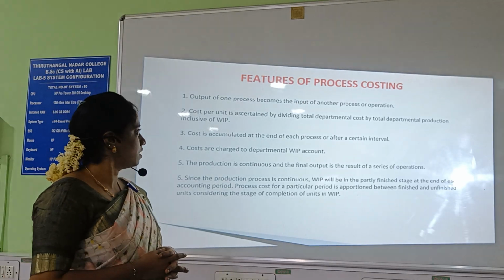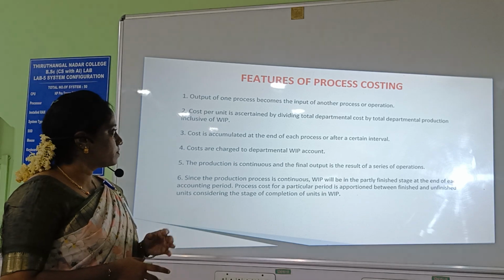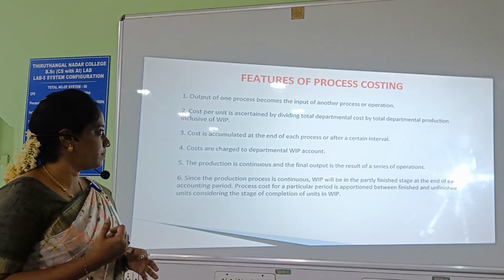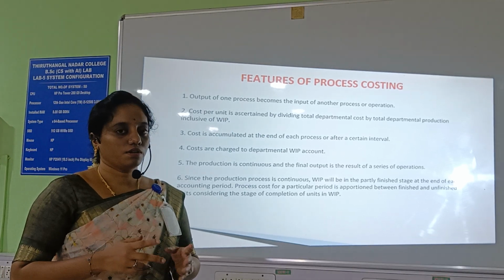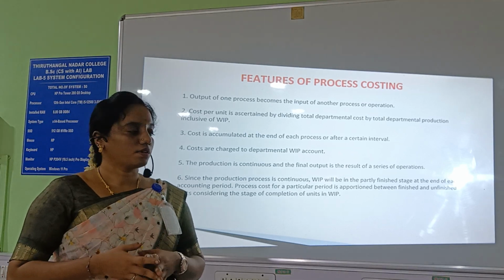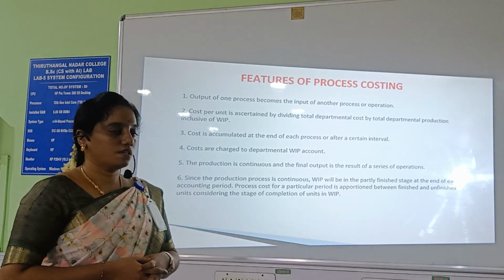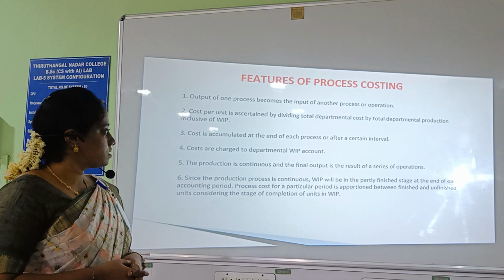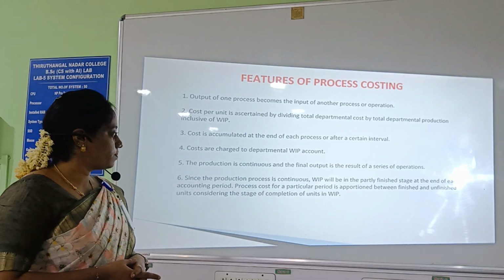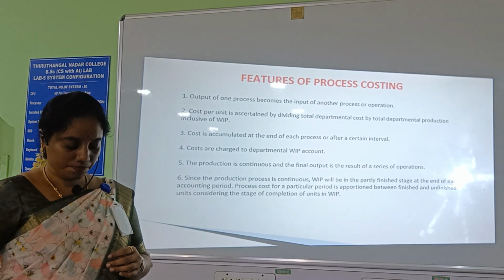Features of process costing. The output of one process becomes the input of another process. Cost per unit is ascertained by dividing total departmental cost by total departmental production inclusive of work in progress. Costs are charged to departmental work in progress account itself. The production is continuous and the final output is the result of a series of operations. Cost is accumulated at the end of each process or after a certain interval. Since the production process is continuous, work in progress will be in a partly finished stage.